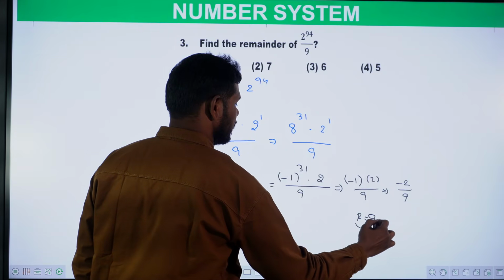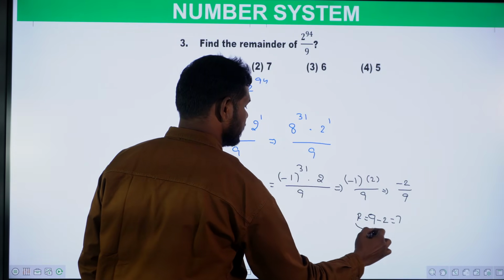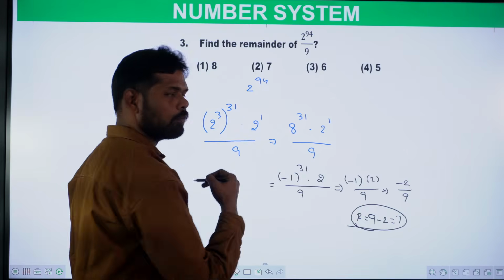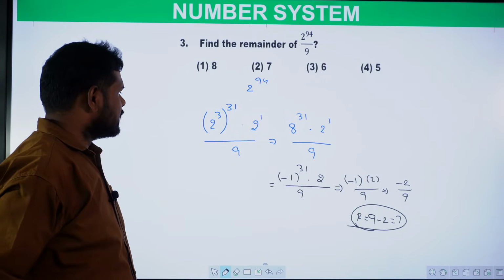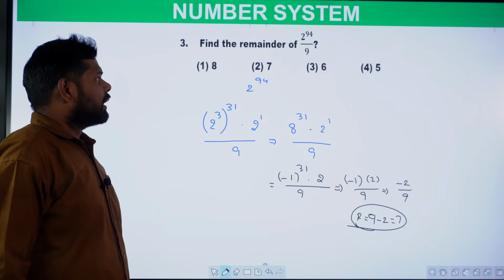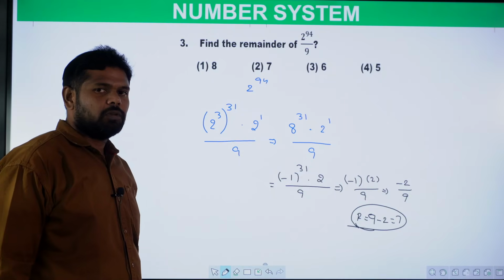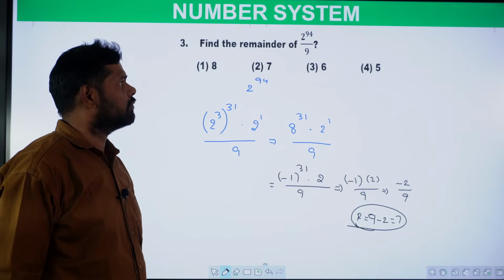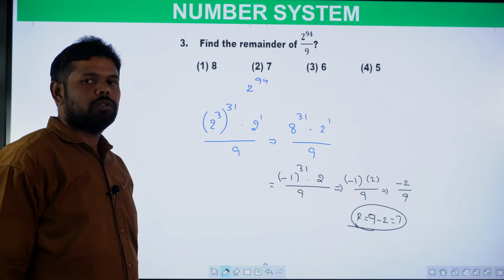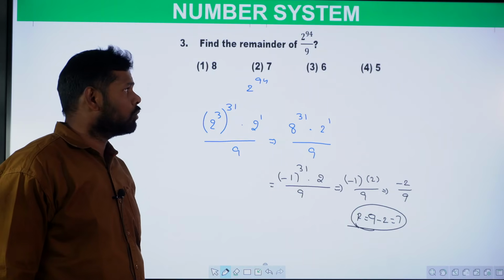Alright, directly I read 9 minus 2, nothing but 7. This is the answer. Is it clear? Check once again. 2 power 94: it is not possible to find that value. That's why I convert the 2 power 94 into the 2 power 3.